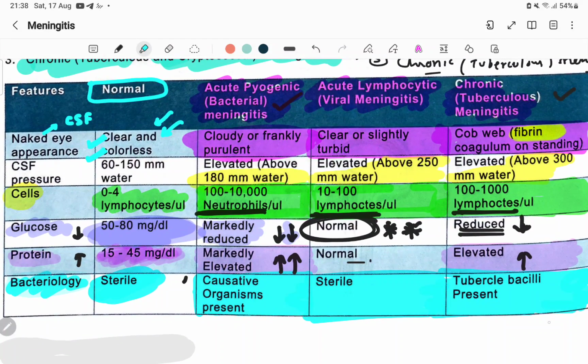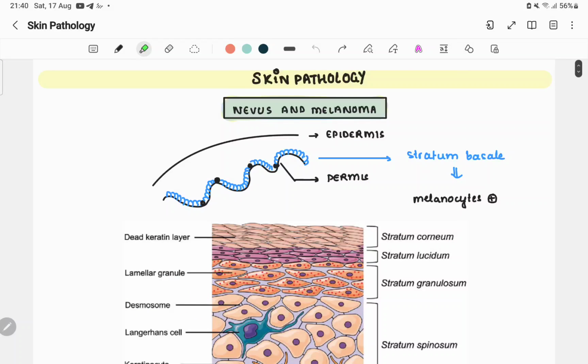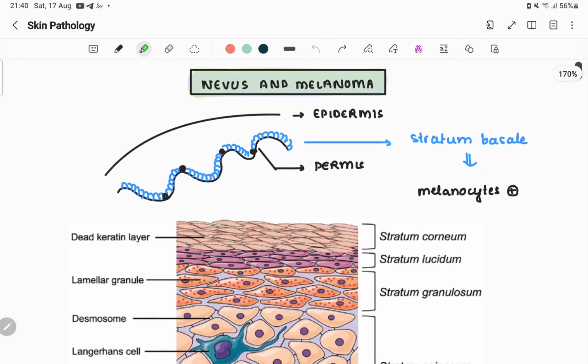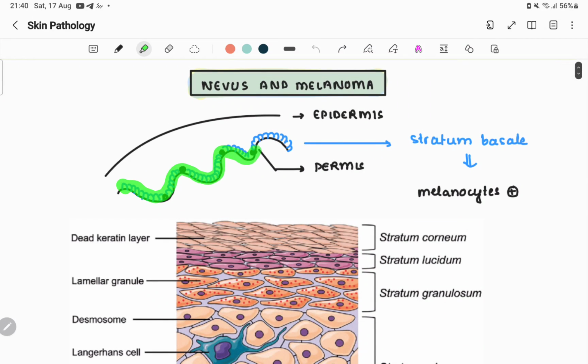Let's move on to our next topic. Let's move on to skin pathology, where we have to discuss nevus and melanomas. Two important topics. So look at this. This is the epidermis and this is the normal dermis, where the dermis starts from here. And this is the stratum basale, the most basal layer of the epidermis, where melanocytes are generally present.